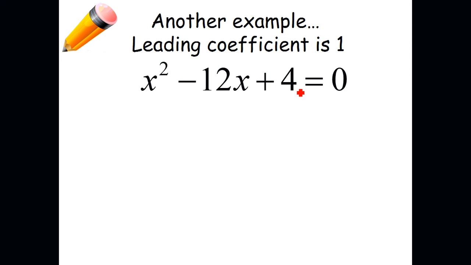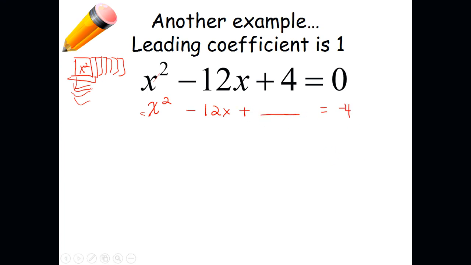We have the same idea, x squared minus 12x plus 4 equals 0. So remember what this would look like. We'd have an x squared, we have 12 little x's, so we'd probably split them 6 over here, 6 over here, bad drawing. Okay, and we end up with thinking about what number would I need in order to complete that square. But first, I need the blank to place that number in. So I'm going to move that 4 to the other side, making it negative 4. And then I'm going to add space for that blank.